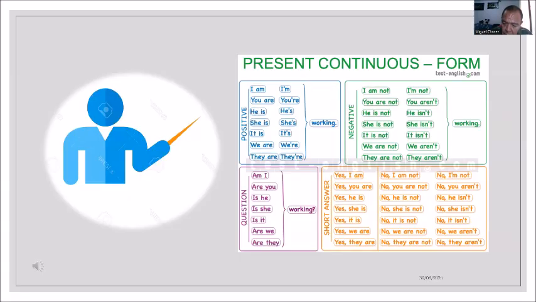Or with contraction: no, I'm not. No, you aren't. No, he isn't. No, she isn't. No, it isn't. After briefly reviewing these two grammatical tenses, let's look at their differences.